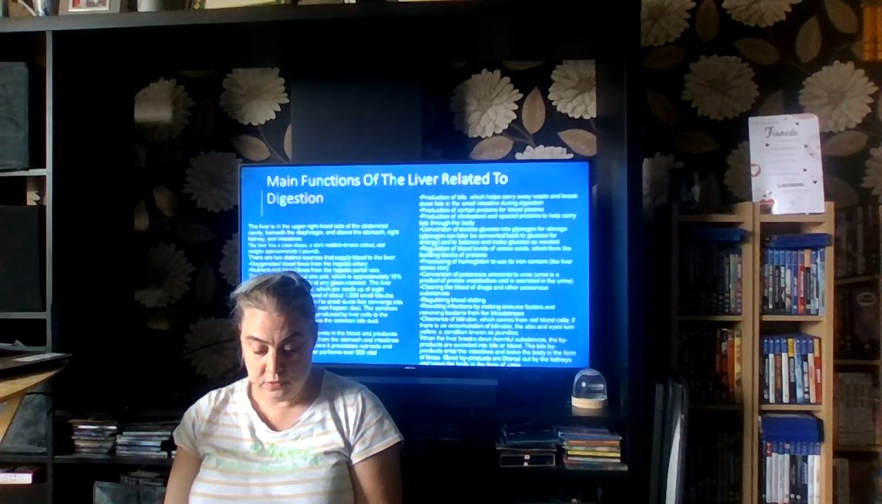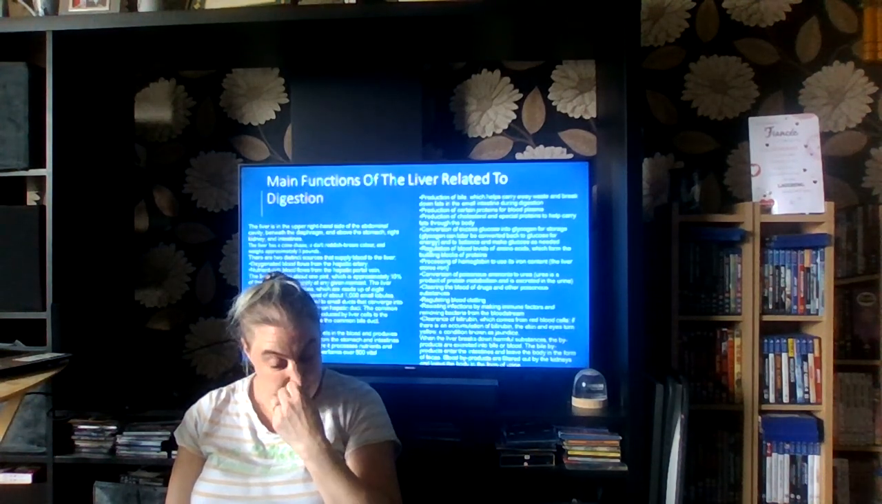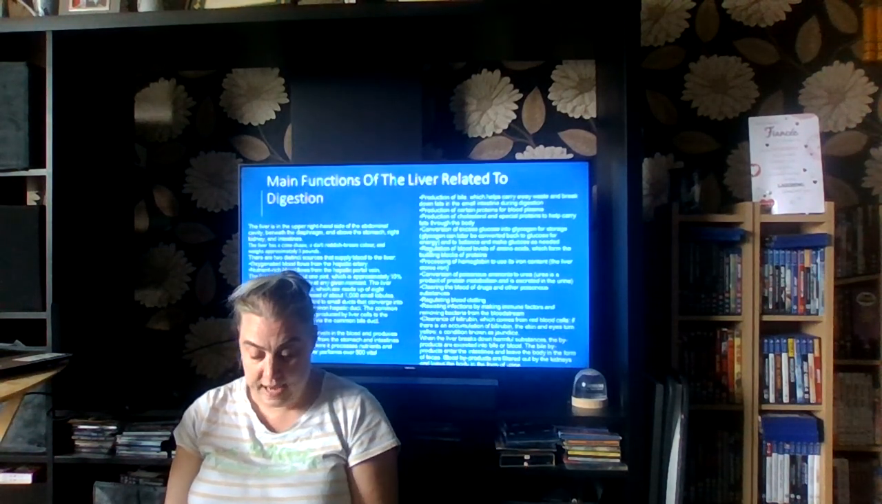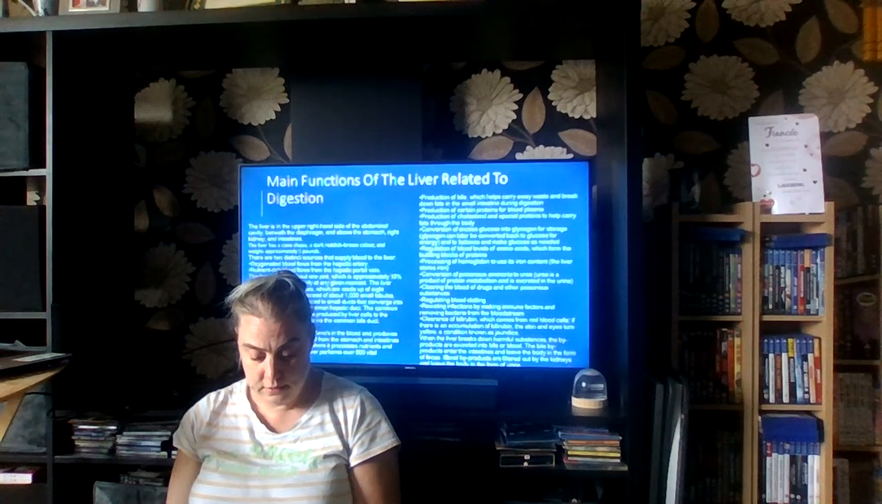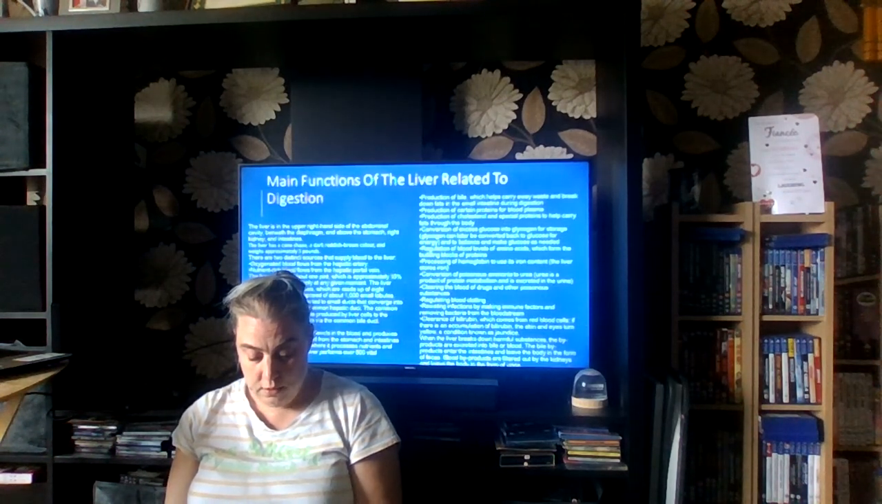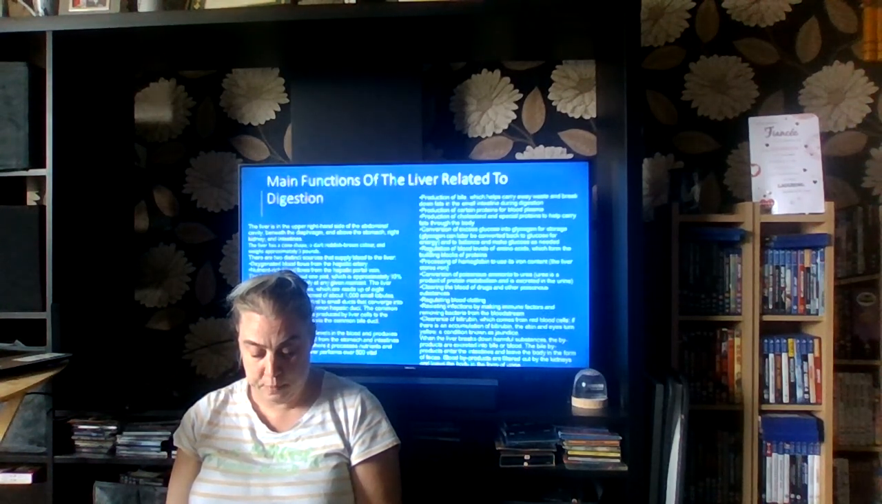Regulating the blood levels of amino acids, which form the building blocks of proteins. Processing hemoglobin to use the iron contents, cleaning the blood of drugs and other poisonous substances, blood clotting, resisting infections by making immune factors and removing bacteria from the bloodstream.